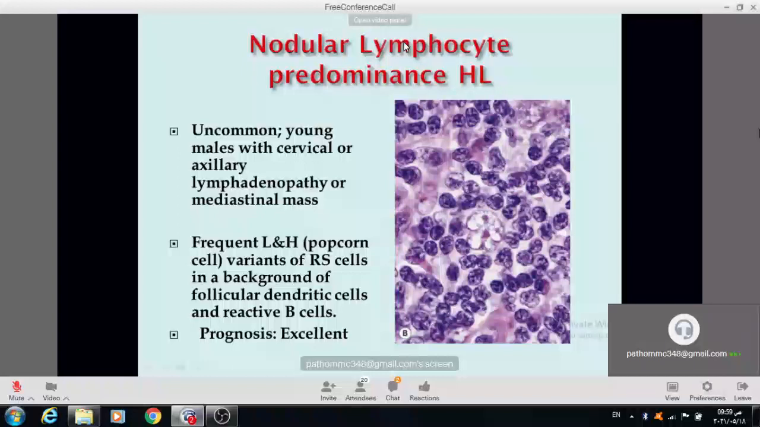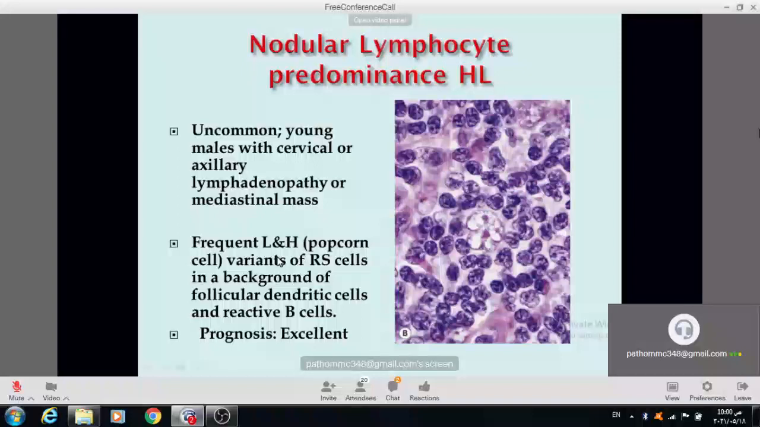This is the fifth subtype of Hodgkin lymphoma. We call it non-classical Hodgkin, or nodular lymphocyte predominant Hodgkin lymphoma. This again is uncommon, seen in young males with cervical or axillary lymphadenopathy or a mediastinal mass. It can present as lymph node enlargement of the neck and the axilla, or it can present as a mediastinal mass. How can we diagnose lymphocyte predominant Hodgkin lymphoma?